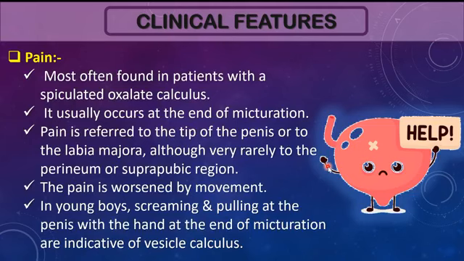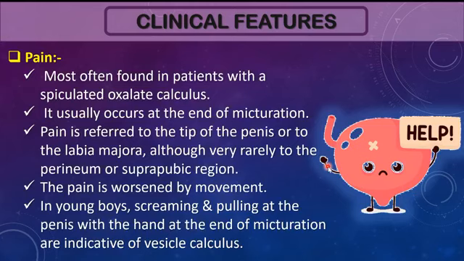In young boys, screaming and pulling at the tip of the penis with the hand at the end of micturition are indicative of vesical calculus. It is a very important finding. In a young boy, whenever the patient is screaming and pulling the tip of the penis just after micturition, it indicates some irritation after emptying the bladder. The stone goes down and irritates the trigone, causing reflex pain radiating to the tip of the penis. So the child screams and pulls the tip of the penis.